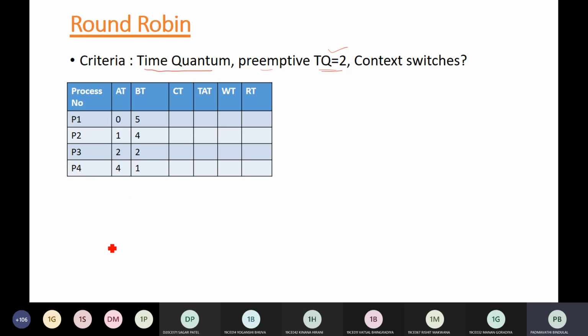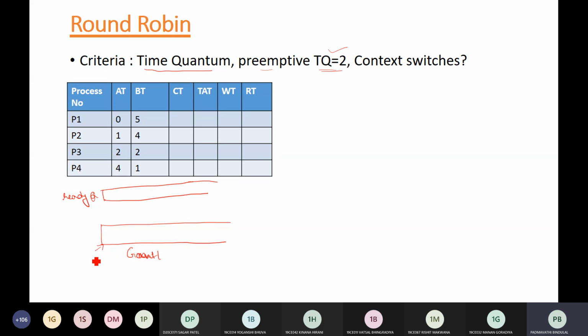Now when you are drawing the Gantt chart for this particular algorithm, you have to maintain two things. One is the Gantt chart that you are drawing, and another one that you have to maintain is the ready queue. You need to maintain a queue that you call your ready queue, so that also needs to be maintained.